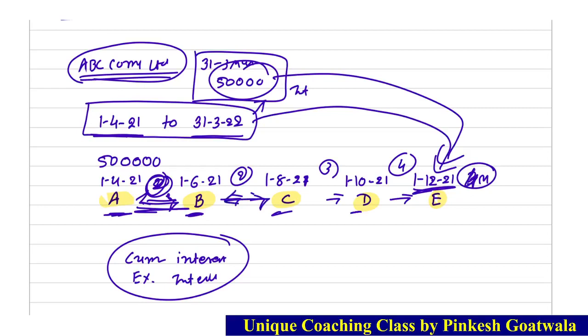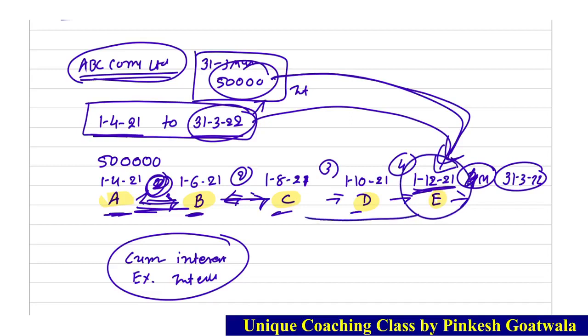What will the company do? When the date of interest comes, 31st March 22, on this date E is the holder, so the company gives this 50,000 directly to E. Now E gets 50,000, but when he purchased, he must have already paid the interest amount to D or C at the time of the transaction. So we don't have to think about that. We have to just remember: a person who is holding the security on the due date of interest will get the amount of interest.